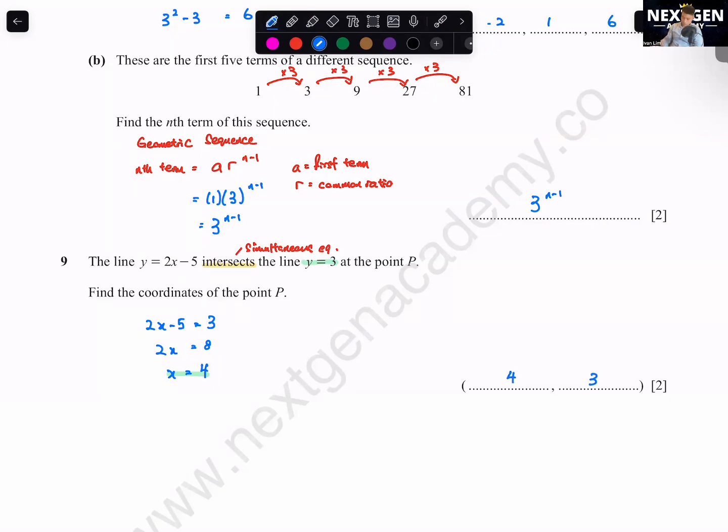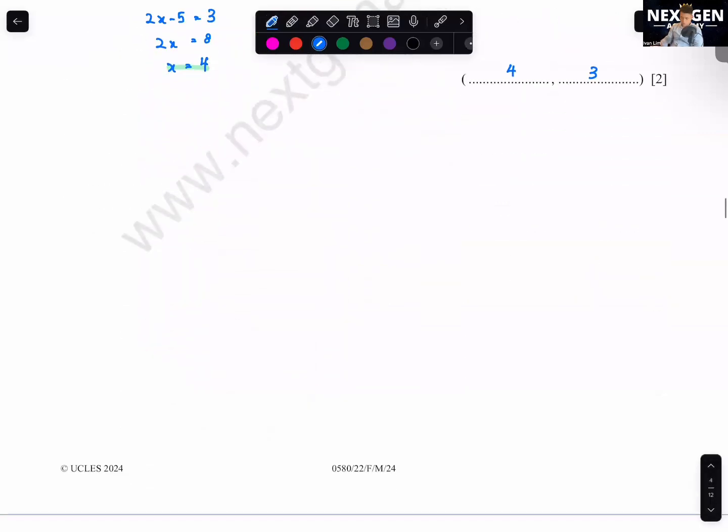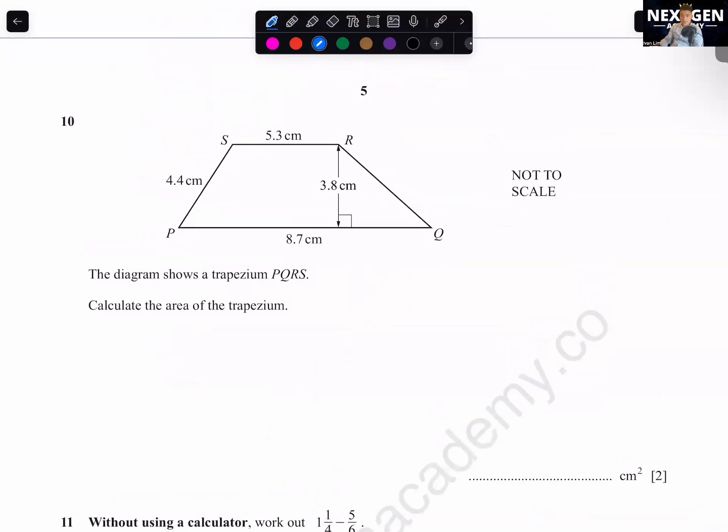Okay, next one. Question 10. The diagram shows a trapezium PQRS. Calculate the area of the trapezium. Area. What is the formula for the area of a trapezium? 1 over 2 times (a plus b) multiplied by the perpendicular height. a and b are the lengths of your parallel sides. So we need to first define where the parallel sides are and then where the height is. This and this are parallel, this is your height.